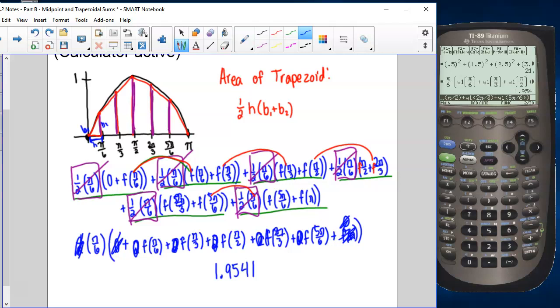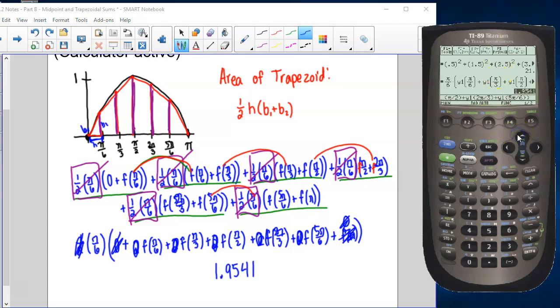Okay. Yes. You've got pi over 6, pi over 3, pi over 2, 2 pi over 3, and 5 pi over 3, and you've got a pi over 6 out front.